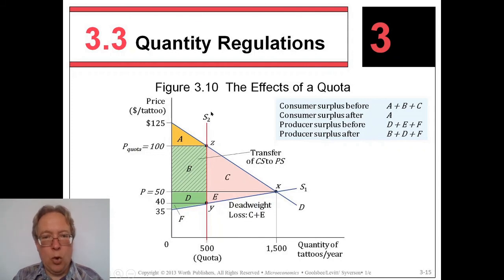What would happen? First of all, what would be the new equilibrium price? Well, if 500 can be traded, then consumers would be willing to pay 100, right? Just plug that 500 into their demand function. However, producers are only willing to supply at 40. Plug in the 500 in the supply function.